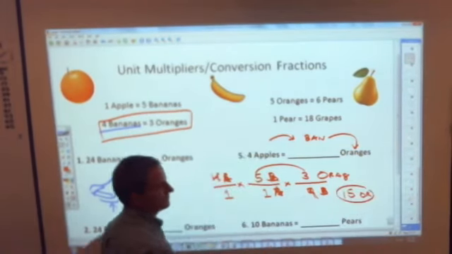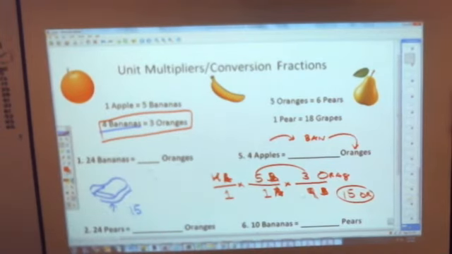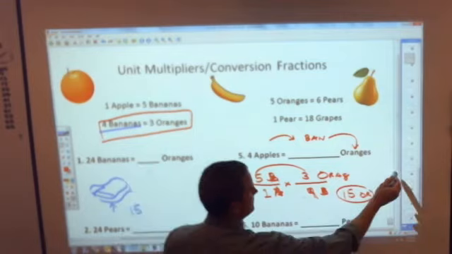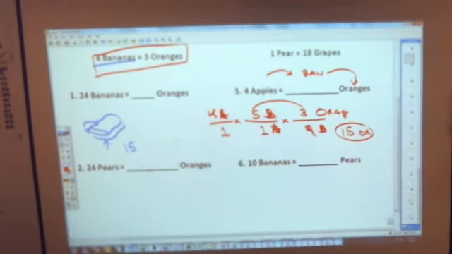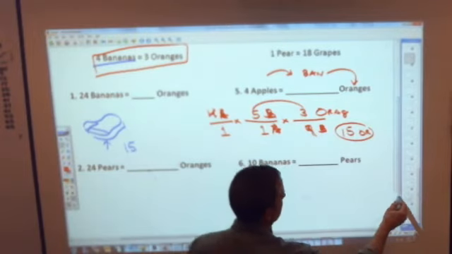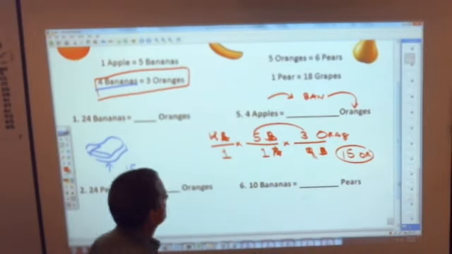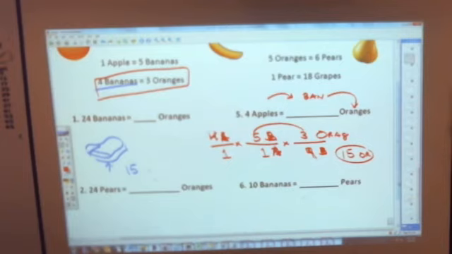Nice job, Gaffenberg. Should we test them on one more? 10 bananas is how many pears? Oh, I guess I erased it there. Let's do one more. John, 10 bananas is how many pears? Quick, come on. Hurry! Give it to me. It's more than 6. That's all I can figure out. All right, we're gonna go with more than 6.